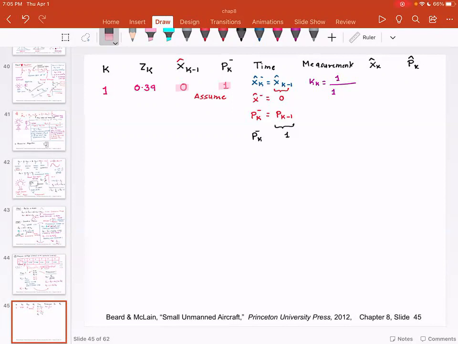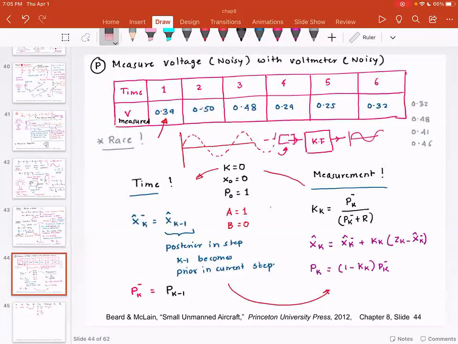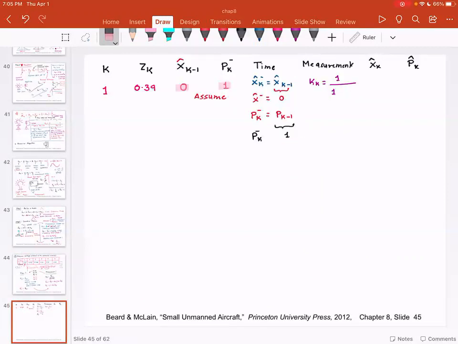So let me explain here. So pk is 1, and I'm going to assume my r value to be 0.1. So I get this value. So this is 0.9.